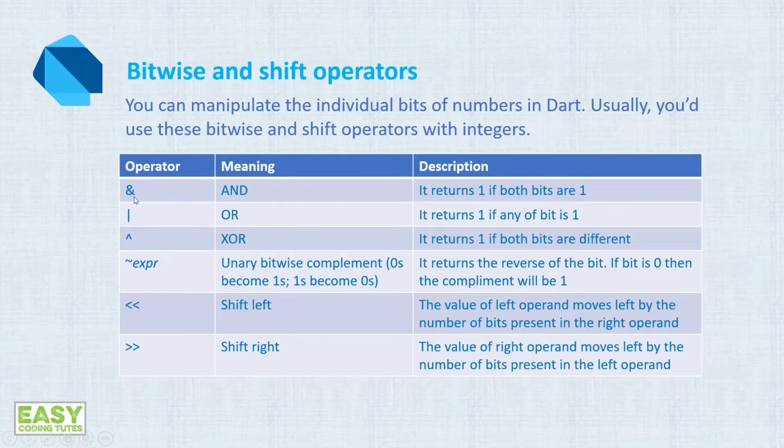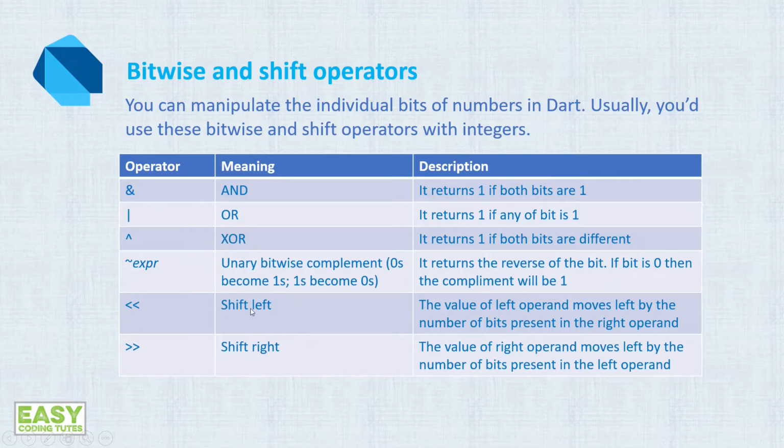So this is the AND operator, and it returns 1 if both bits are 1. This is the OR operator, it returns 1 if any of the bits is 1. This is XOR, so it returns 1 if both bits are different. Tilde expression, this is the unary bitwise complement. Zeros become ones and ones become zeros. It returns the reverse of the bit. If the bit is 0, then the complement will be 1.